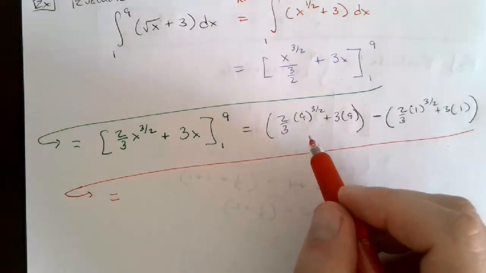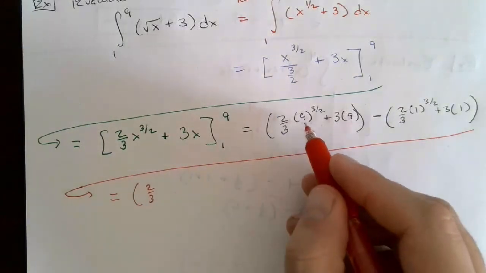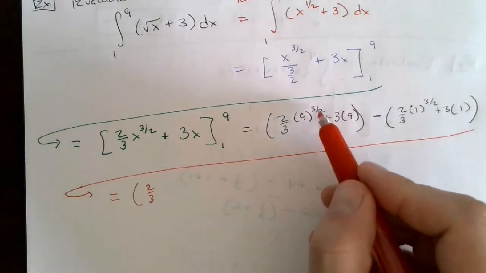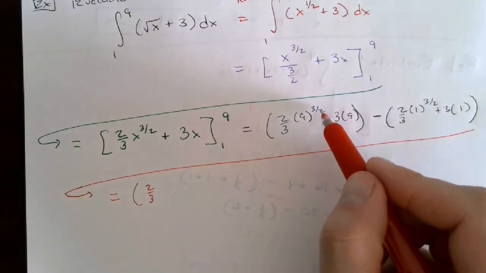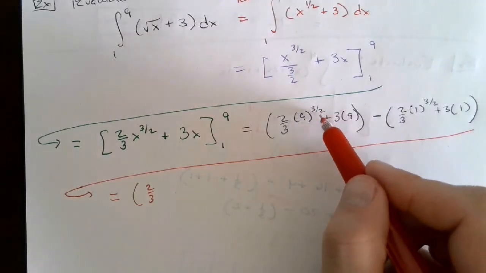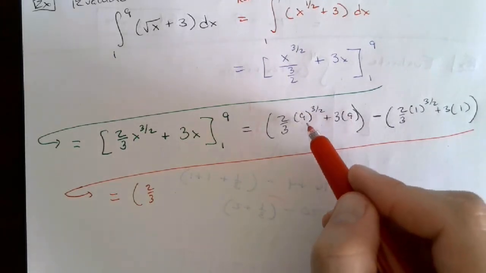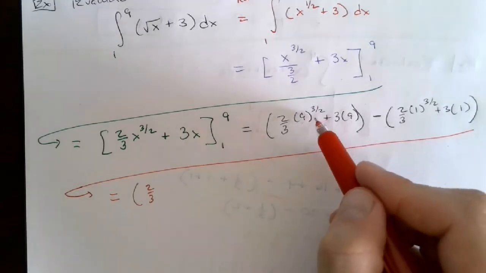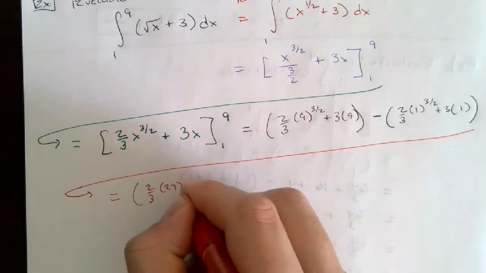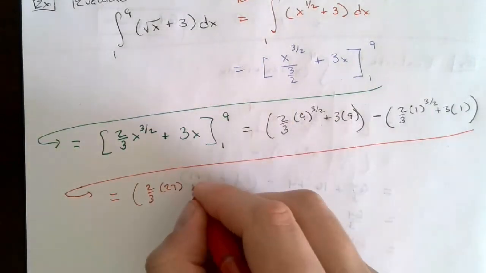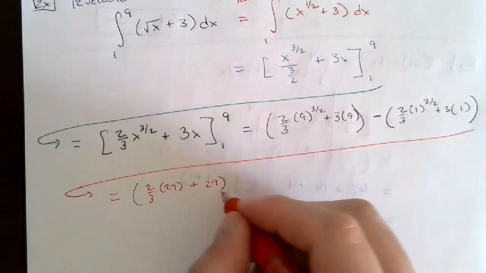let's simplify it. This is going to be 2/3 times, just looking at this first part, 9 to the 3/2. You have to remember what these rational exponents mean, right? The 2 in the denominator of the 3 over 2 means take the square root, and then raise it to the 3rd power. So if I take the square root of 9, that would be 3, and then 3 to the 3rd power would be 27. So this is 2/3 times 27 here. You should know how to evaluate that. Plus 3 times 9, which is 27.